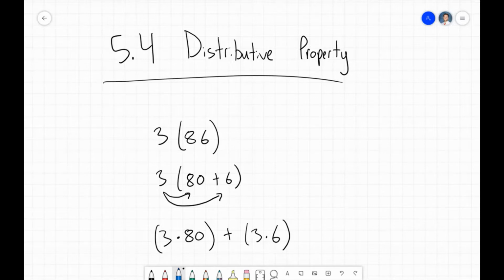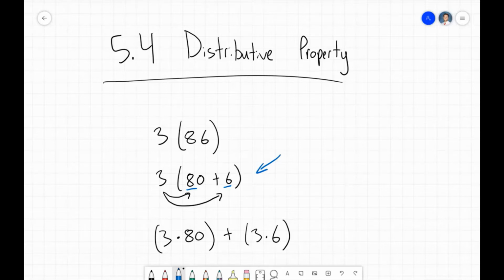So I've shown an example here where if we wanted to multiply 3 times 86, we know that 86 is equal to 80 plus 6, which is what I've written here. And then the distributive property just says that we could distribute this 3 that we are multiplying across both terms in parentheses. So 3 times 80 plus 3 times 6. And that's certainly much easier to solve mentally, right?